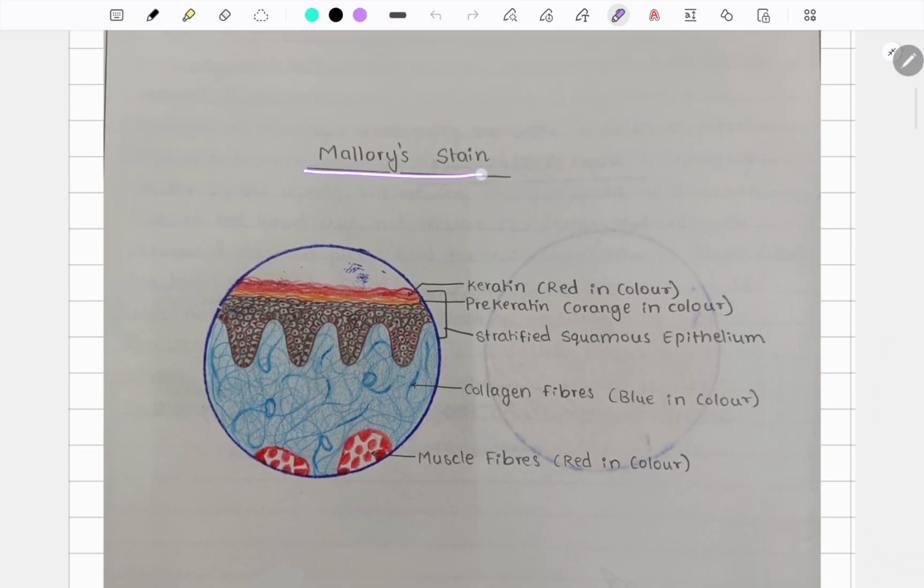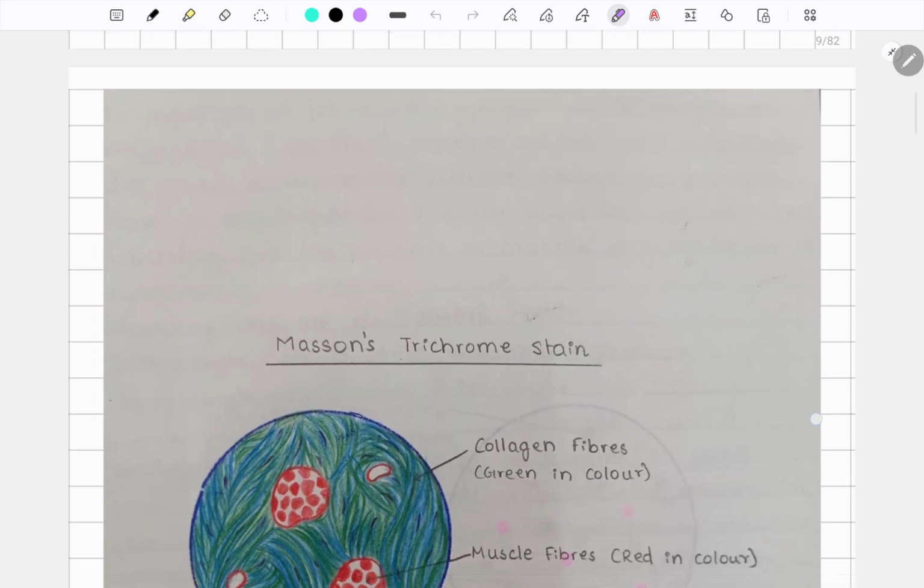Next is Mallory stain. Mallory stain will stain the collagen fibers blue in color, the muscles and the cytoplasm red in color, and the nuclei will be prominent red in color, as you can see, and this is used to determine whether the keratin is present or not. So keratin will be stained in red color and the pre-keratin layer will stain in orange color. This is the identification feature for Mallory stain.